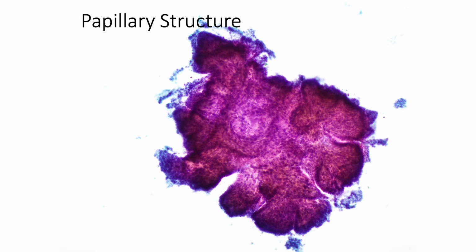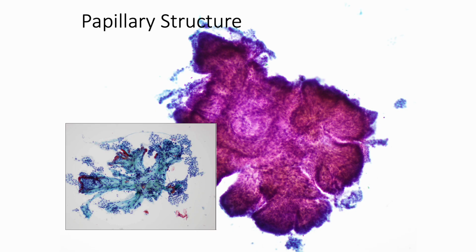Now that we've covered the nuclear features of papillary thyroid carcinoma, let's take a look at its architectural features. First up is the papillary structure. As the name suggests, papillary thyroid carcinoma tends to grow in a papillary pattern. In this image, we see a papillary structure without a fibrovascular core. But in other cases, like the picture on the left, you'll find papillary structures with a fibrovascular core.